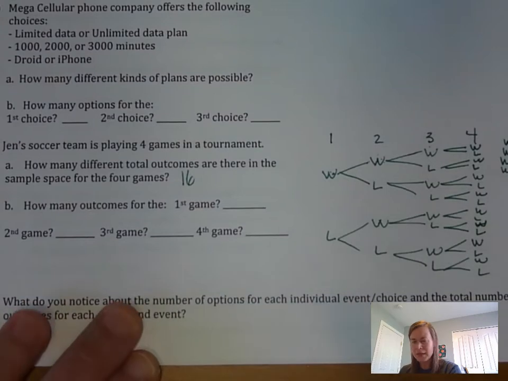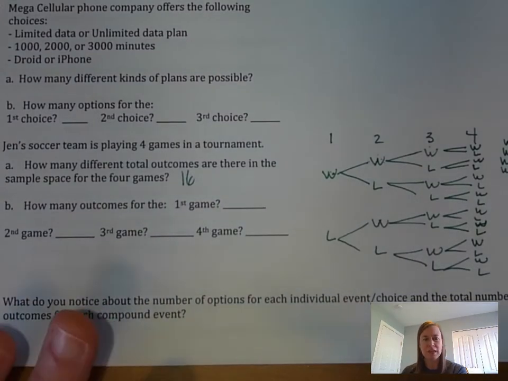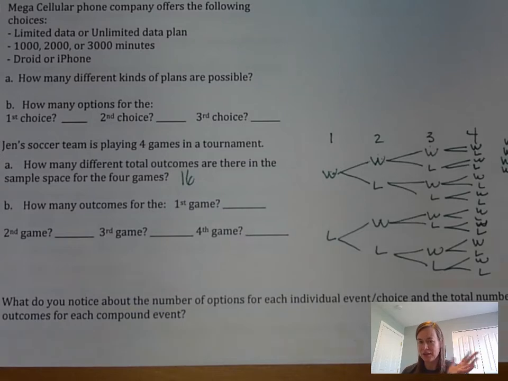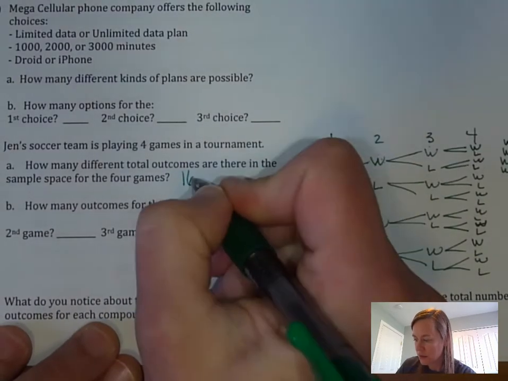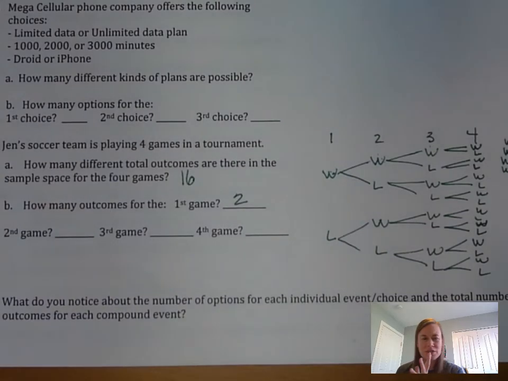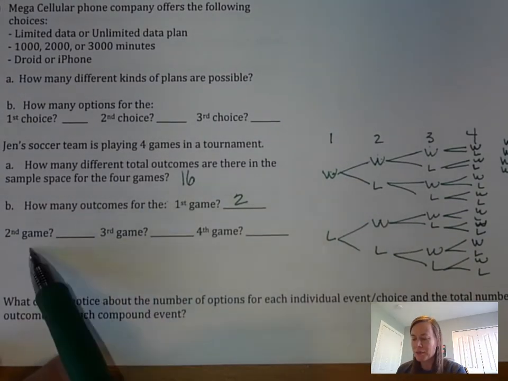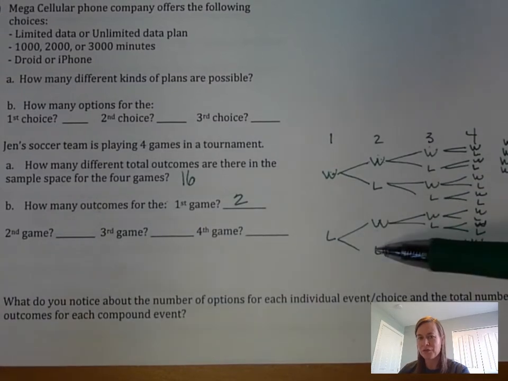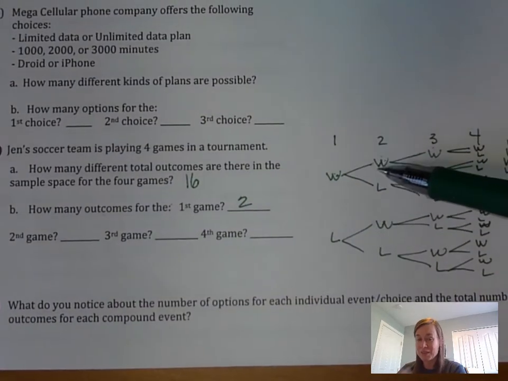Okay. How many different outcomes for the first game? For the first game they're playing, they might win or they might lose, right? That's 2 different outcomes. What about the second game? Now be careful here because it's a little confusing the way it's worded. When they say how many outcomes for the second game, that doesn't mean all 4 of these, because this would be the outcomes for the first and second game together.